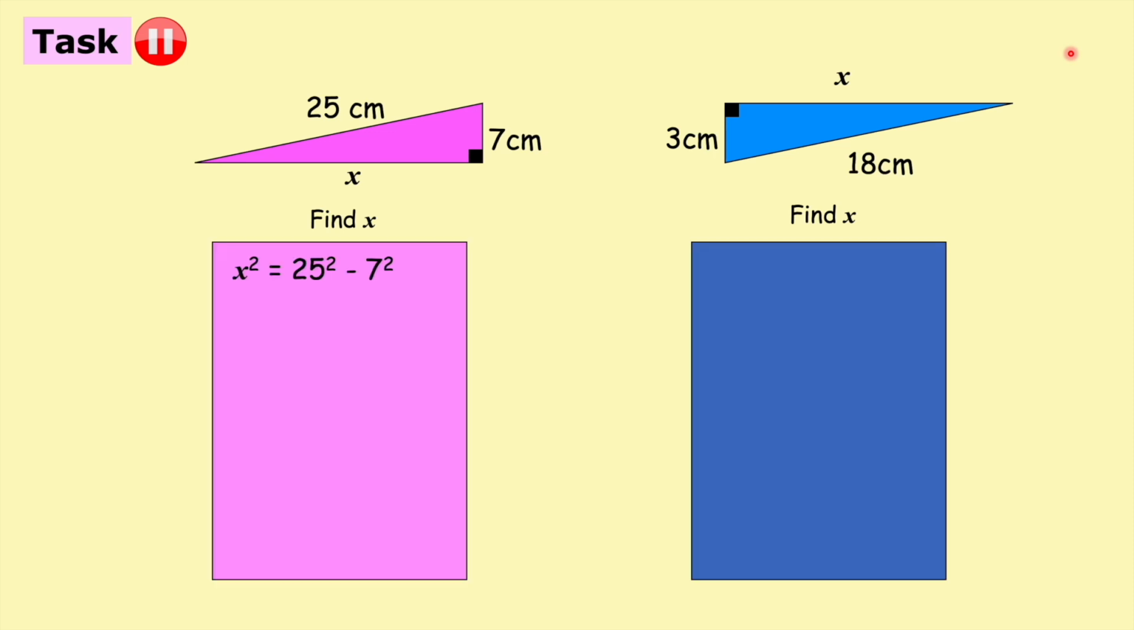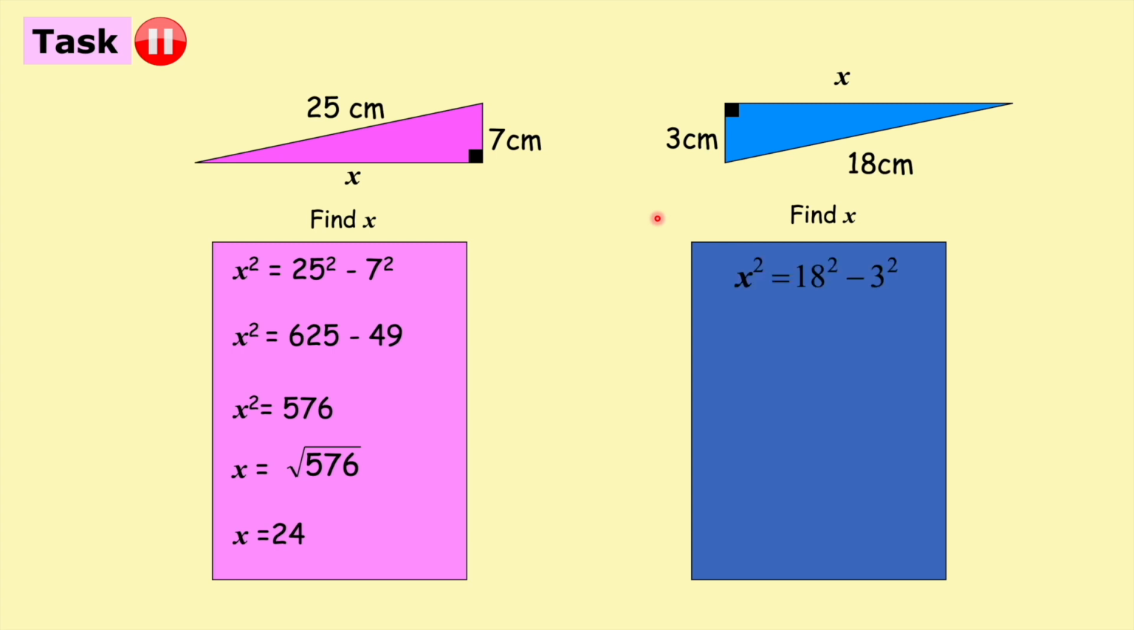So the first one, using the formula a squared equals c squared subtract b squared, you should have x squared equals 25 squared subtract 7 squared. Find those squares, so you want to type in 25 times 25 in your calculator, so you'll get 625. Then 7 squared is 49. Then you're going to subtract those. So x squared equals 576, but we just want to find x, so we need to square root that number to get 24. So well done if you got that. And that should say centimetres there, that's missing. So you must have centimetres.